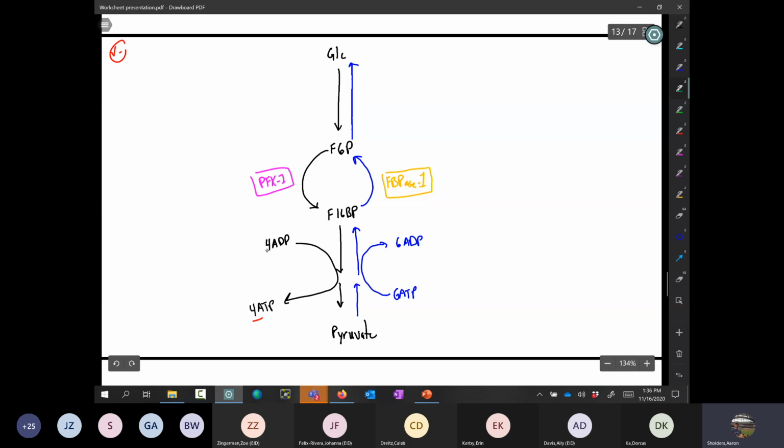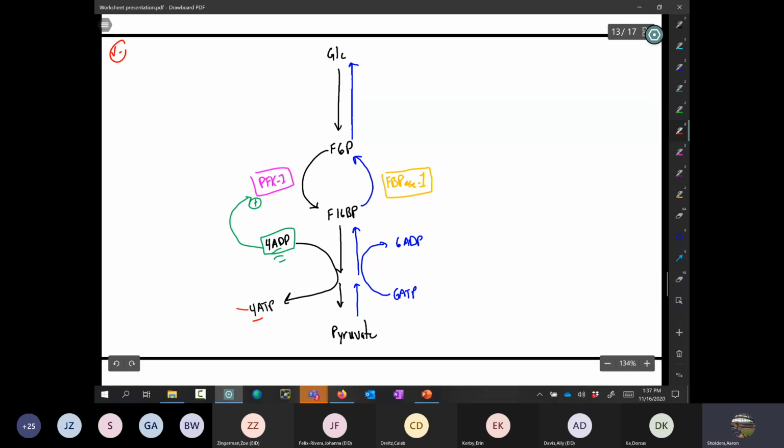This molecule here will activate PFK1. Meaning that if there's a lot of this in the cell, that means there's a low energy charge, or the energy status is low, because there's been a lot of ATP hydrolysis, which has resulted in a lot of ADP. That will feed back and activate PFK1 and essentially say that there's just not enough ATP production going on. And so it's going to open up the glycolytic pathway.